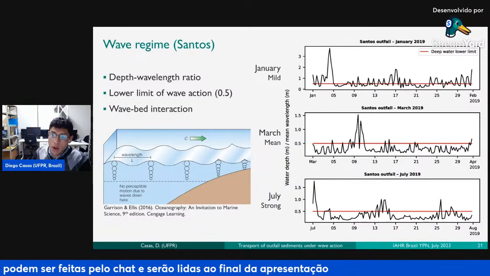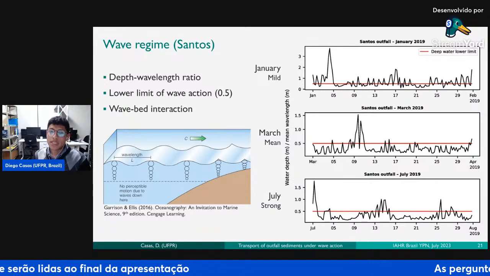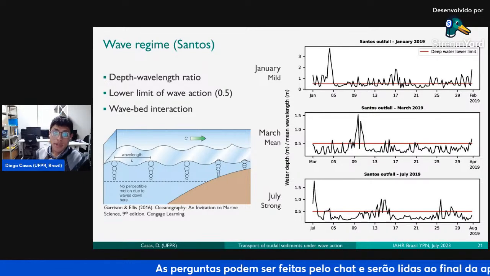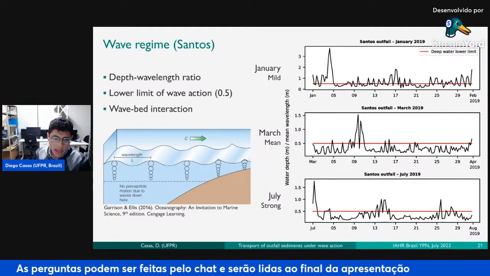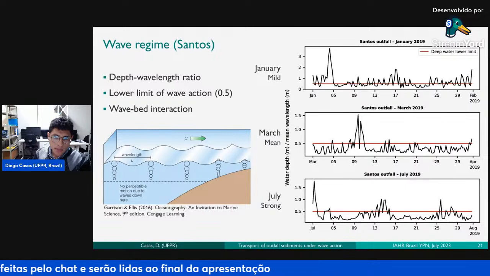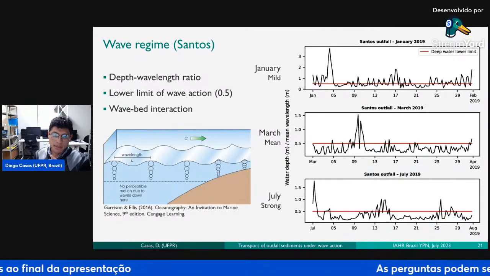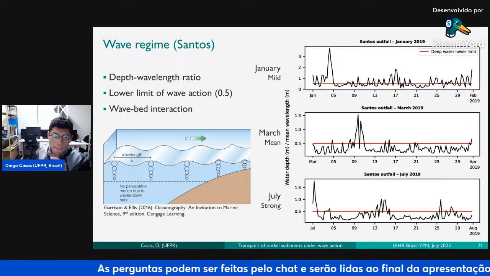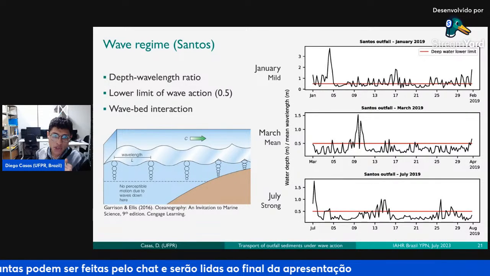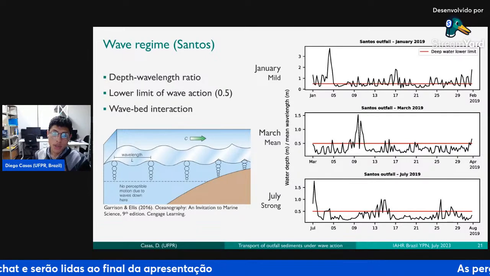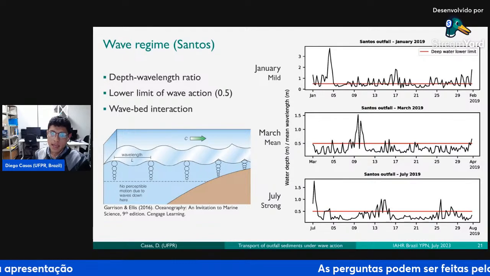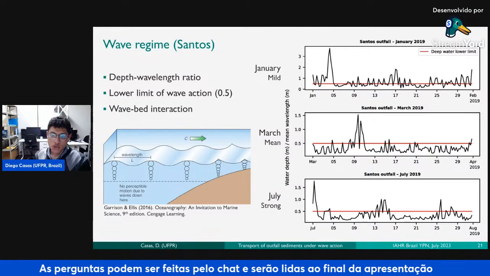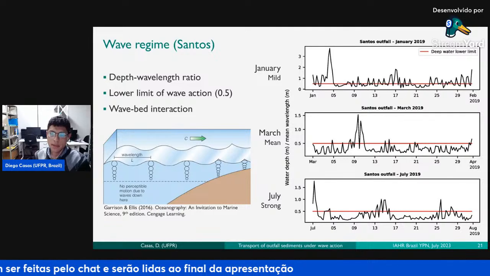When this black line goes below the red line, we have some transition from a deep water regime to an intermediate water regime. In this intermediate water regime, the wave orbital motion becomes affected by the bed, as you can see in this graph here. Below this lower limit of wave action, we have no perceptible motion of waves. Once the waves start to interact with the bed, those wave-induced stresses start to resuspend sediment, they stir up the sediment.